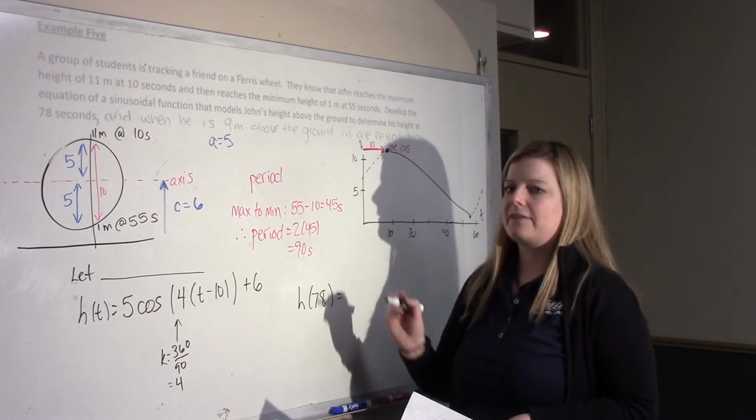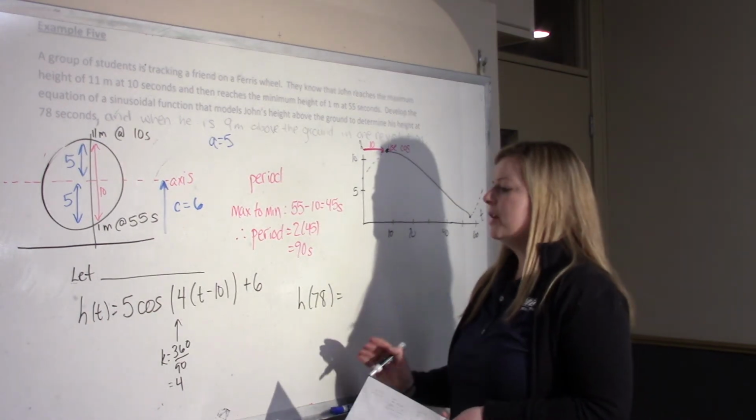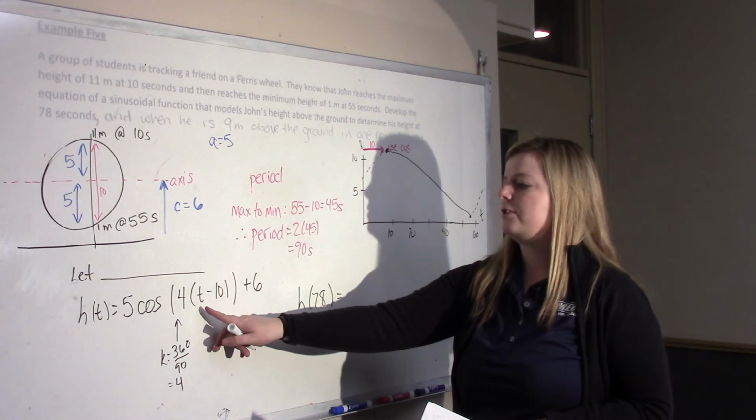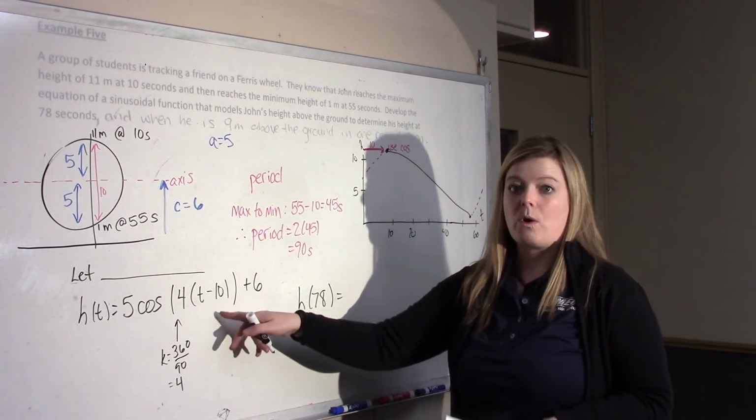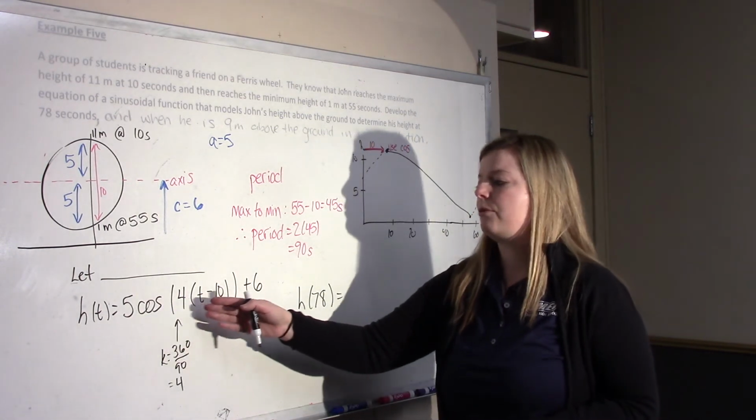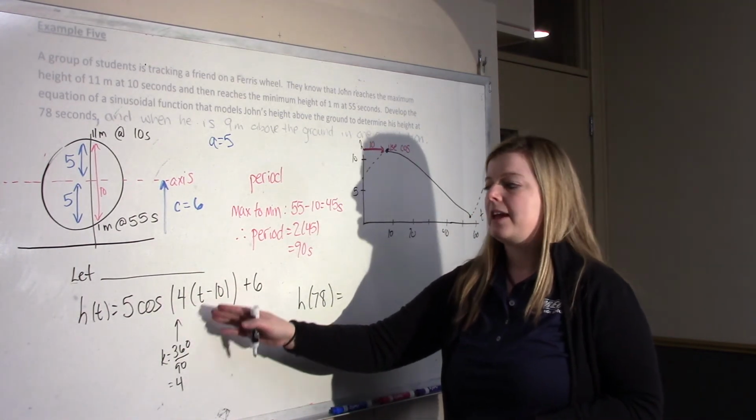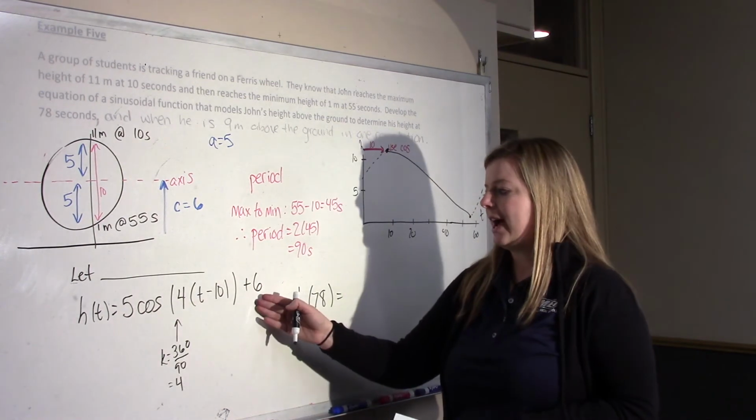So you're just putting 78 into the function. When you do this, it's in here, right? So you've got to do 78 minus 10, 68. 68 times 4. So you find the cos of whatever 68 times 4 is. Then you multiply by 5, and then you add 6.